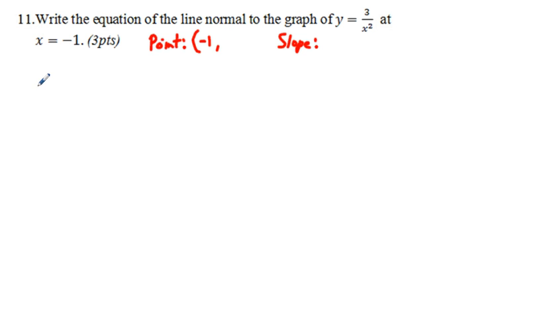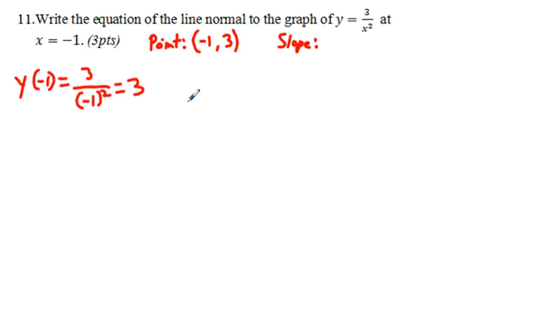And to do that, we'll say y of negative 1 is going to be equal to 3 over negative 1 squared, which equals 3 over 1, which equals 3. So our point is negative 1 comma 3.